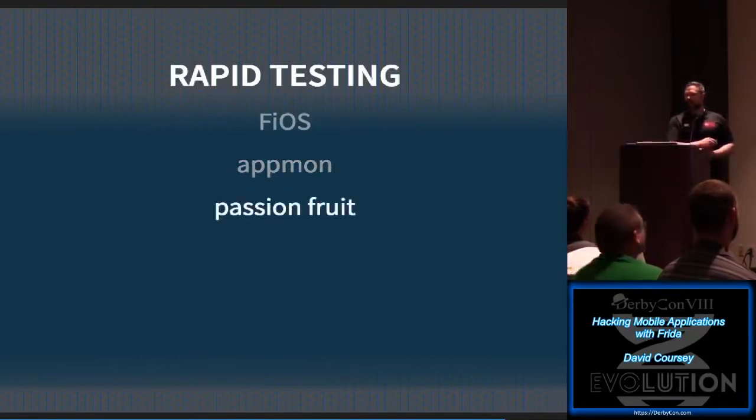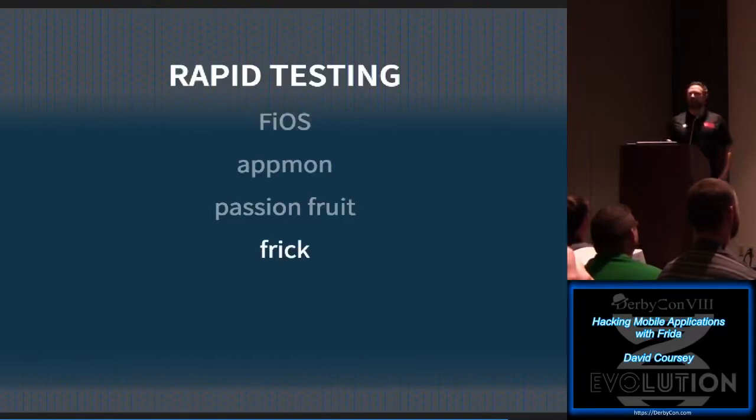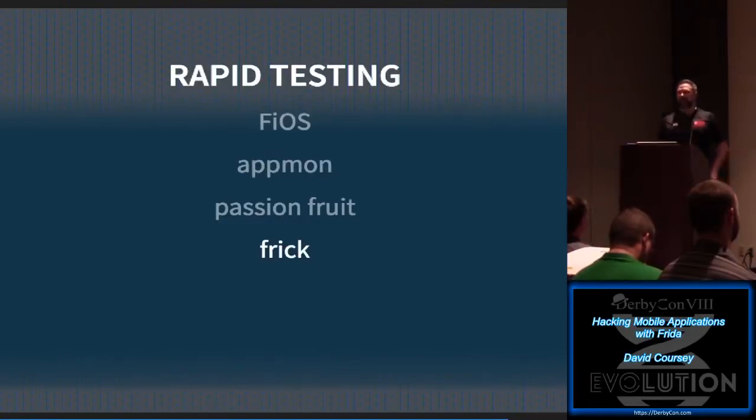Passion Fruit's a good one for iOS. Frick is a good one for reverse engineering. Like, the guy really likes doing games. He's done a lot with Clash of Clans. So he has done a lot of work using Frick as a reverse engineering tool, or as a debugger for running mobile apps, right?